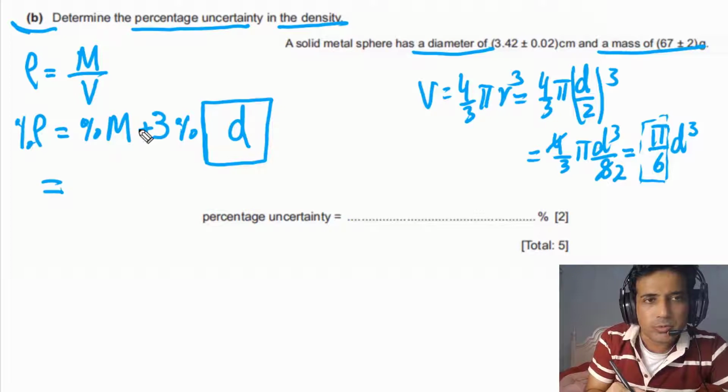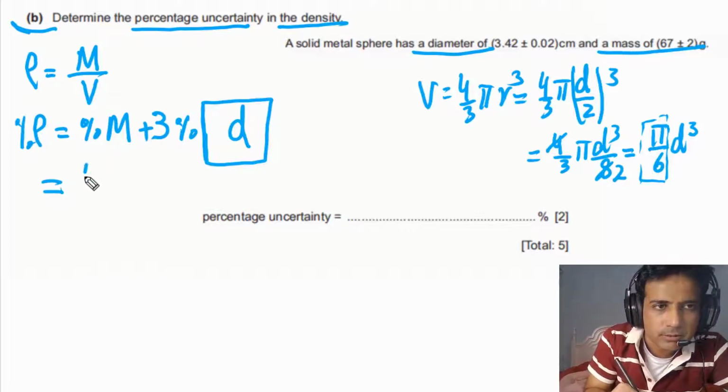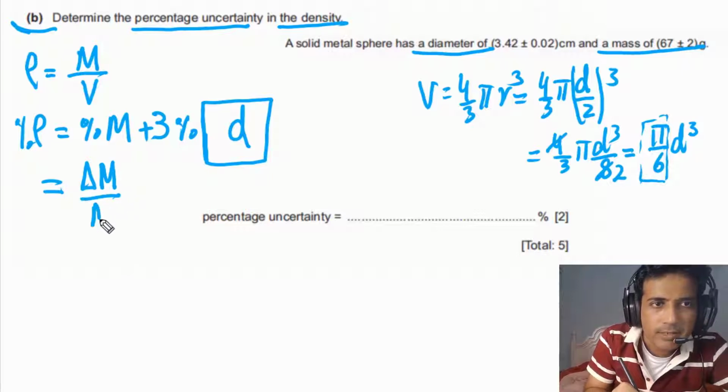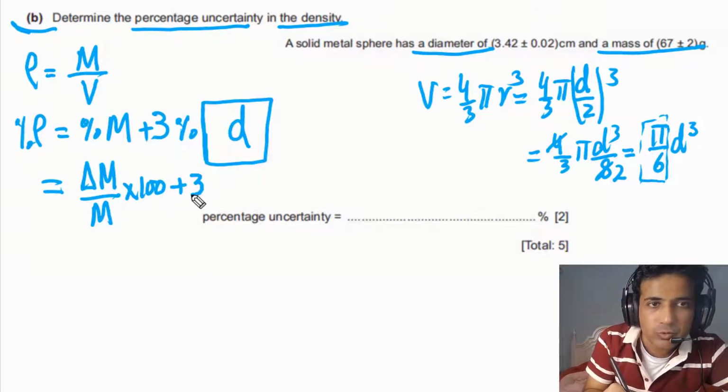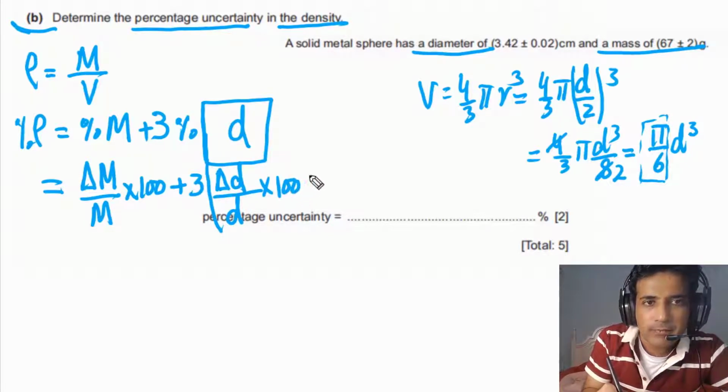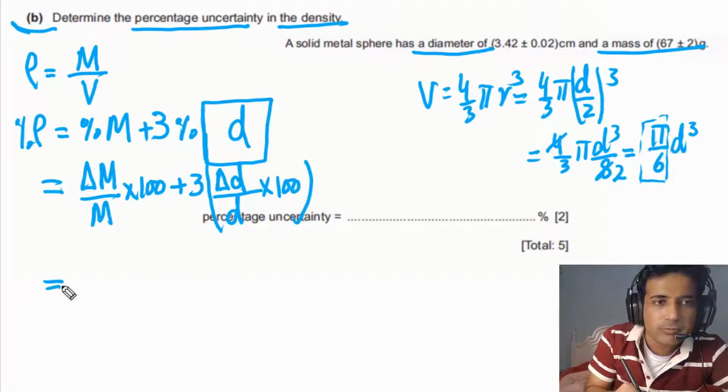In order to calculate the percentage uncertainties, we write the absolute uncertainty of mass divided by the value of mass itself, and we multiply this by 100 because this is percentage uncertainty. We use the same method for diameter: the absolute uncertainty of diameter divided by the value of diameter, multiplied by 100. Now we need to plug in values.